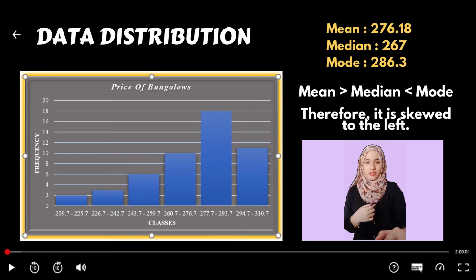This is the shape of the data distribution of the current price of bungalows in Kuala Krai, Kelantan. Mean is 276.18, median is 267, and then mode is 286.3. So the mean is greater than the median, and the median is lower than the mode. Therefore, it is skewed to the left.